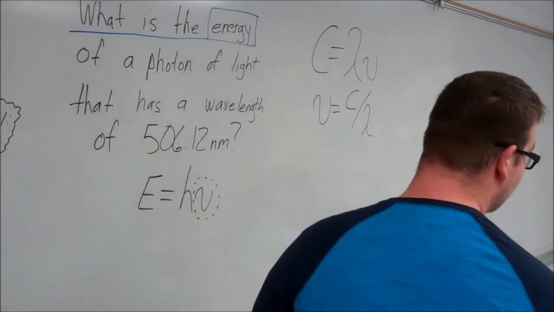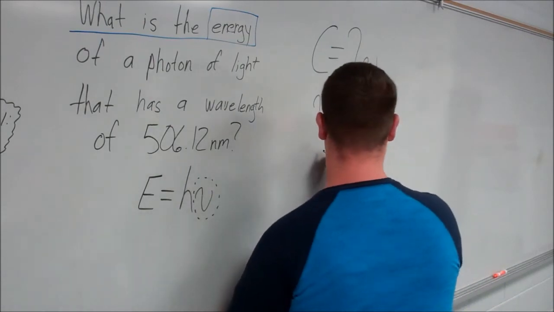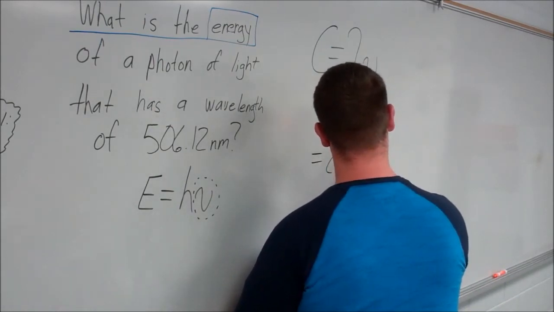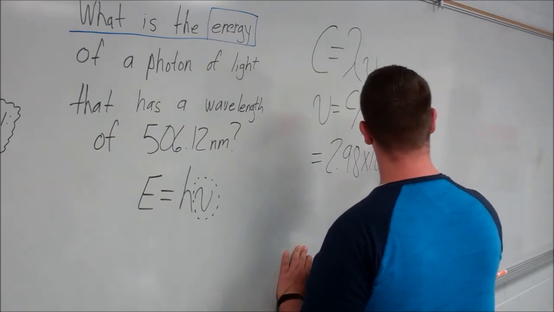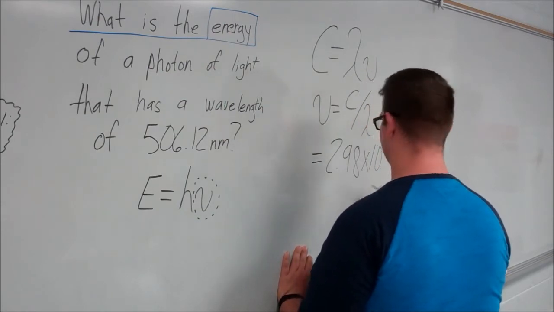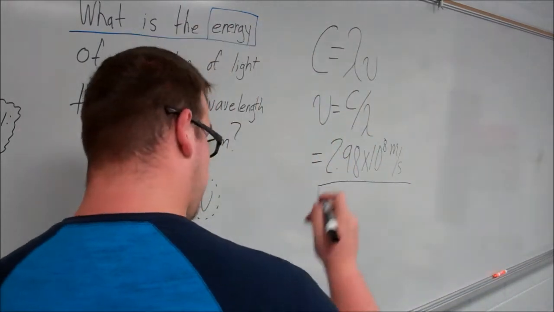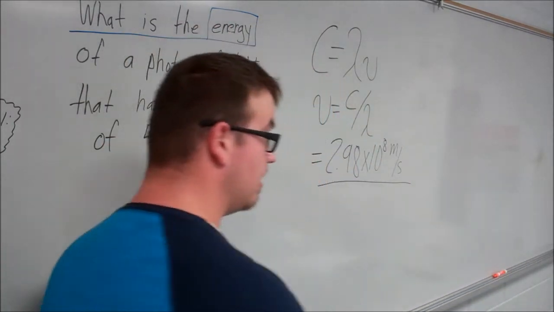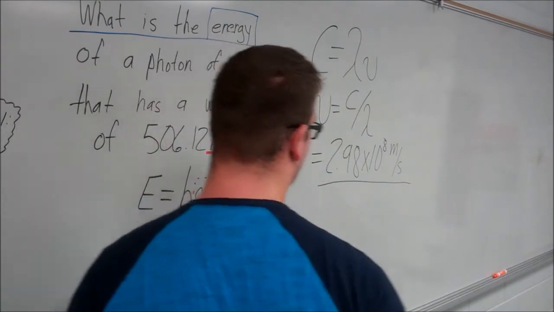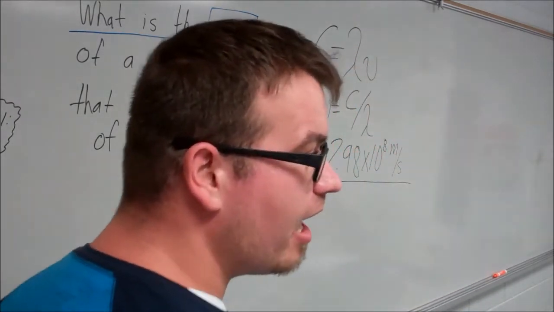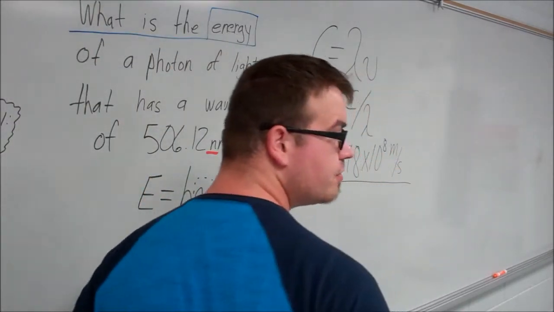All right, so let's go with this. Let's find frequency. What's the speed of light? 2.98 times 10 to the 8 meters per second. That's going to be divided by my wavelength. There's a problem. There's a prefix there, nano. There's not a prefix here. You can't just do a straight up division.